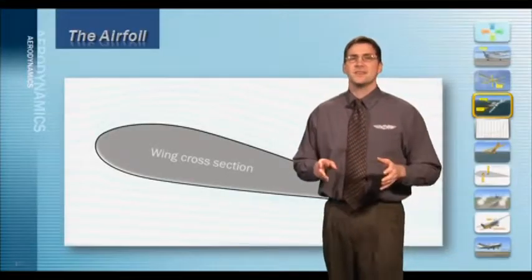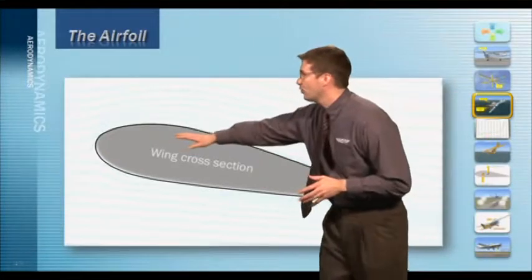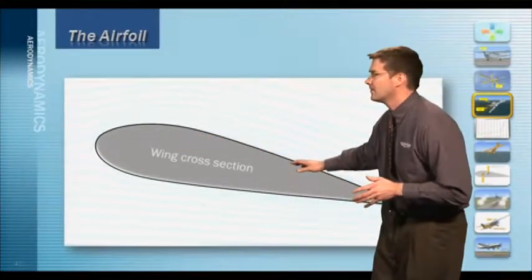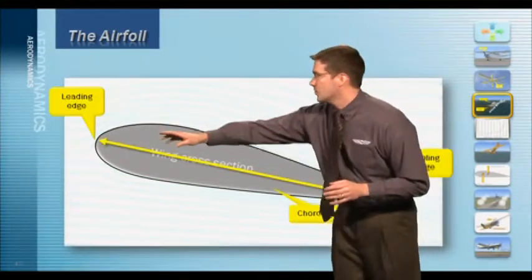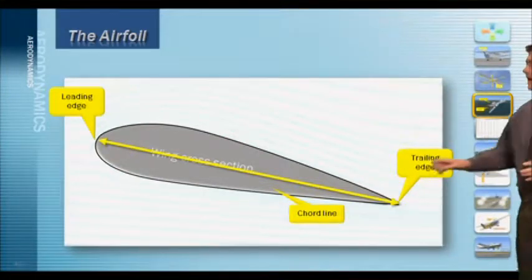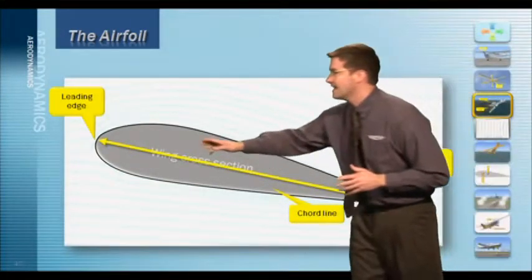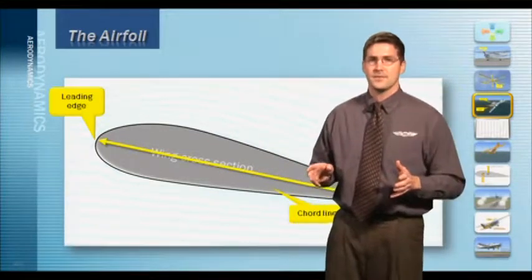To understand this, we need to define the angle of attack. Here is a typical cross-section of a wing. The leading edge of the wing and the trailing edge of the wing are shown right here. Now, here's the chord line, that imaginary line that passes right through the center of the wing from the leading edge to the trailing edge of the wing.